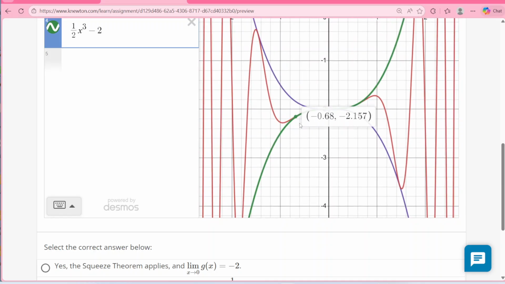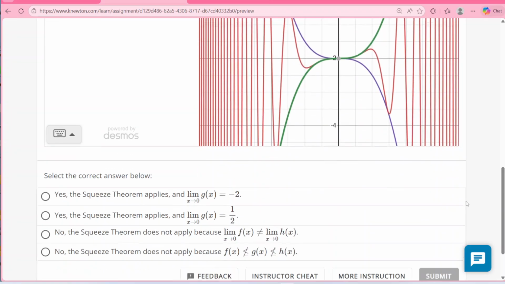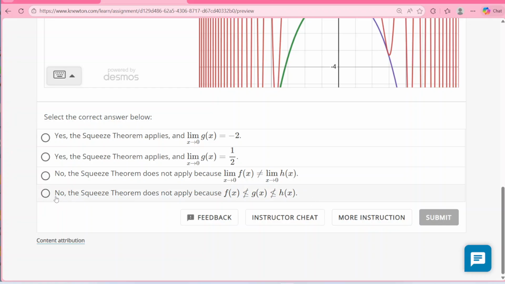So you see how, yes, they both approach the same thing, the green graph and the blue graph, but near 0 here, the green graph and blue graph switch as to which is higher, right? So on the left side of 0, the green function is less than the blue. But on the right side of 0, the blue function is less than the green. So the squeeze theorem does not apply to this particular case because that inequality does not hold around 0.